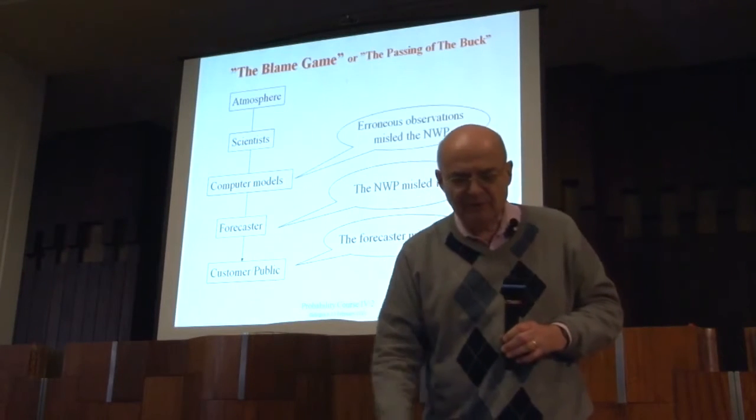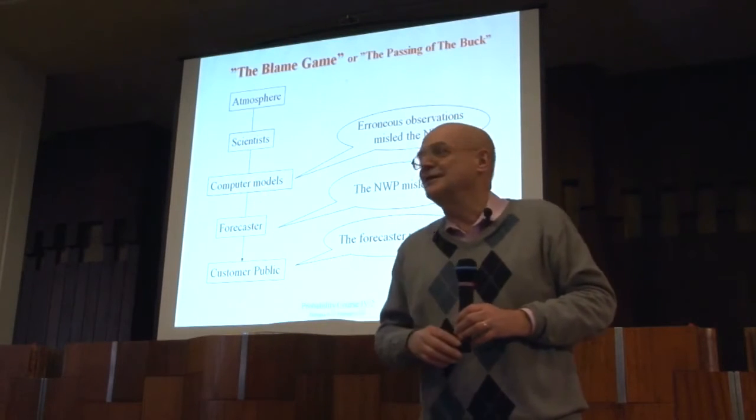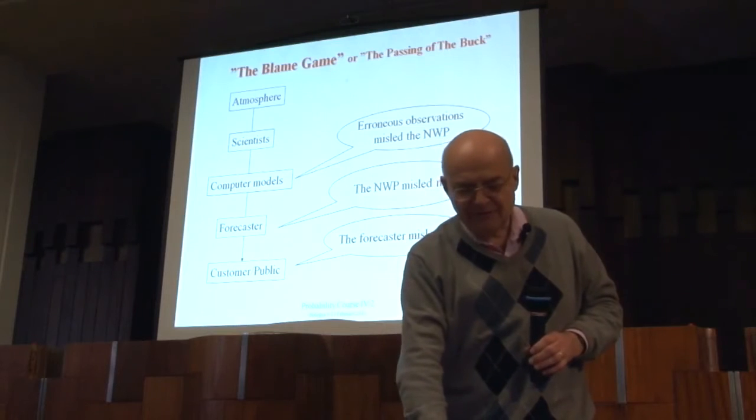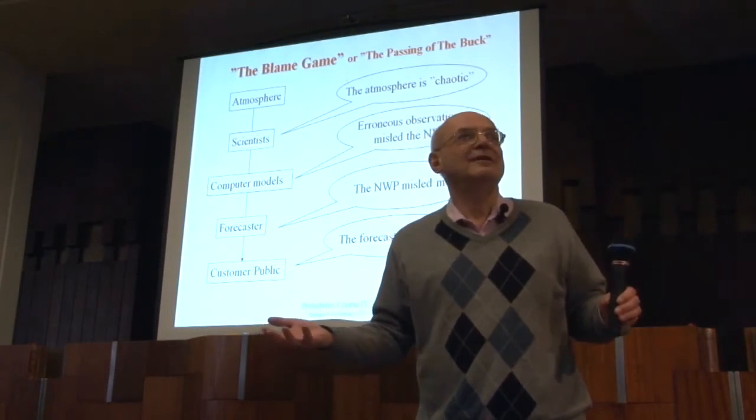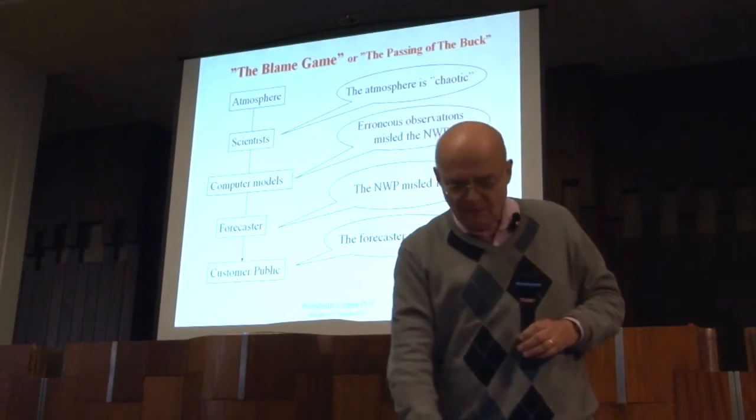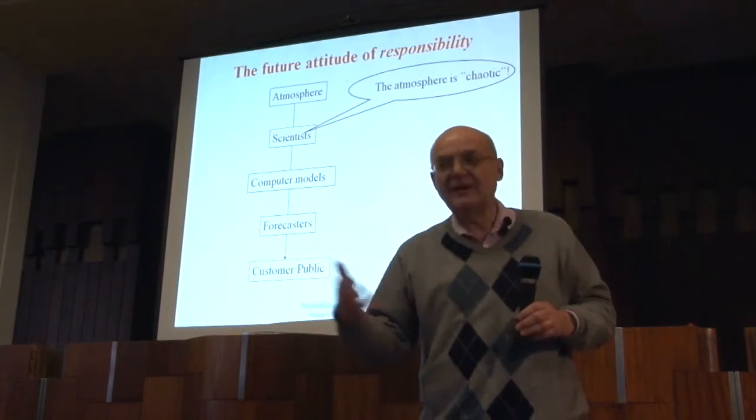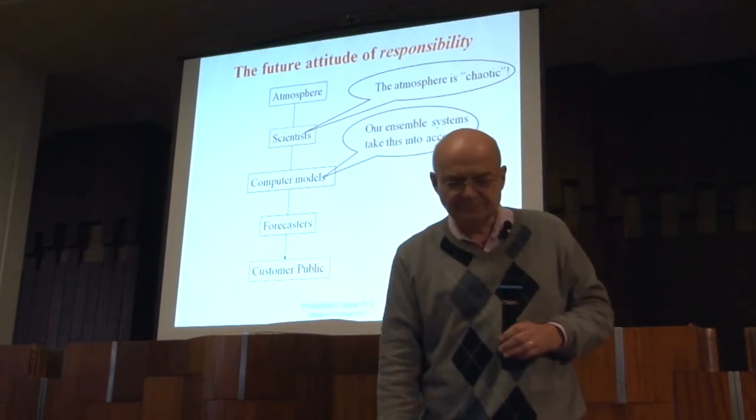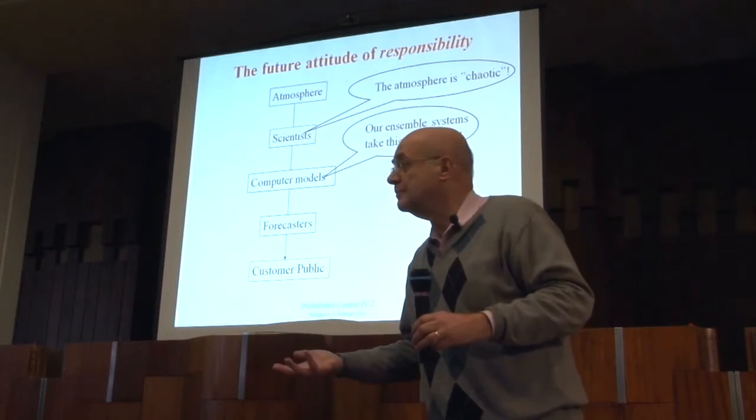The modelers then say, well, there were some observations over Canada or a ship in the Atlantic that caused this bad forecast. And then the scientists say, well, the atmosphere is chaotic. It's wonderful. Nobody is to blame as long as they blindly follow the deterministic forecast. I would like to see the opposite, where the scientists say that, yes, the atmosphere is chaotic. That is true. And just because of that, we have an ensemble system taking this into account.